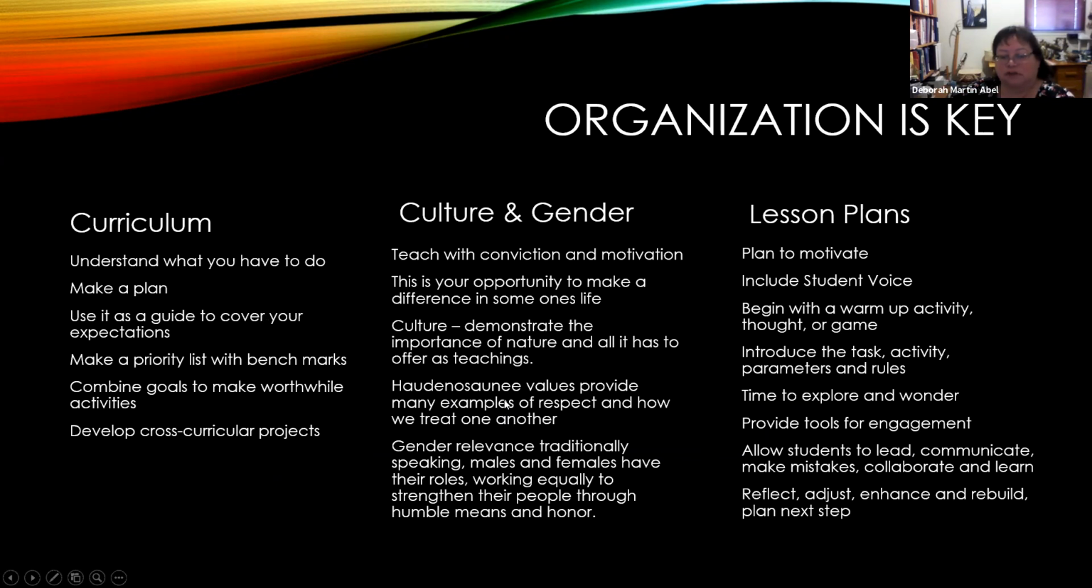Use your values from your culture, like we're Haudenosaunee. So we try to use respect in the language and treat others the way you want to be treated. And then lesson plans. That could be like a whole another half hour or so. But plan to motivate, include student voice. That is really, really important.